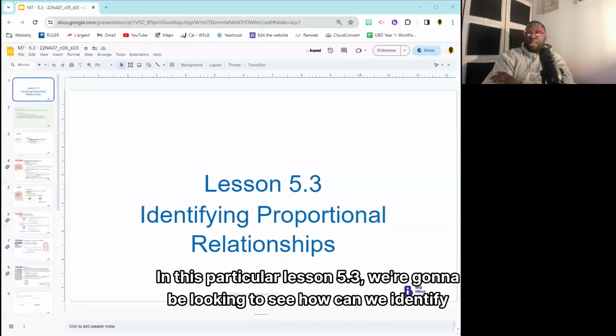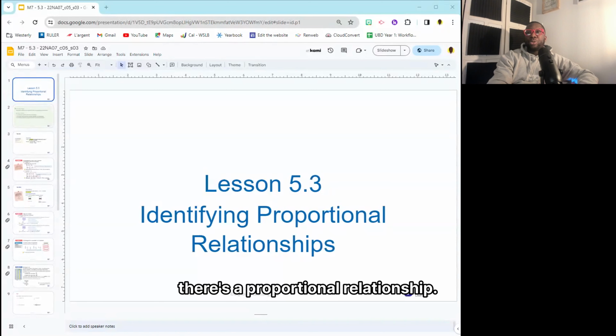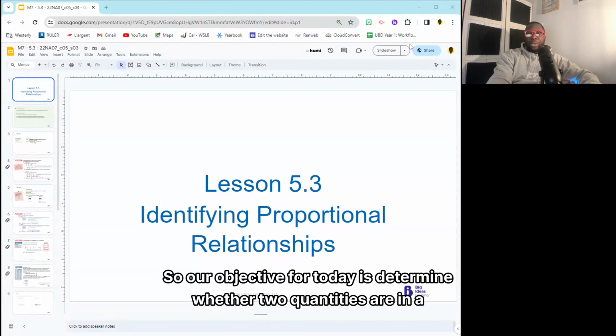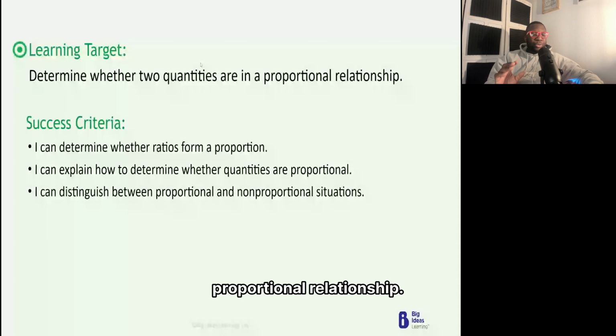Hey there, kiddos. In this particular lesson, 5.3, we're going to be looking to see how can we identify whether or not two ratios or two unit rates are proportional, whether or not there's a proportional relationship. So our objective for today is determine whether two quantities are in a proportional relationship.